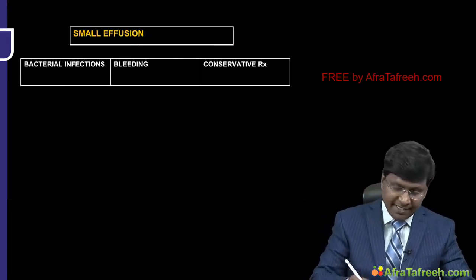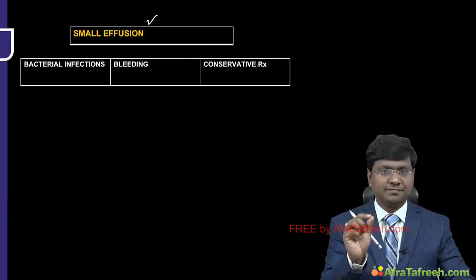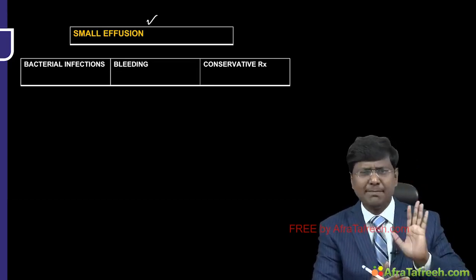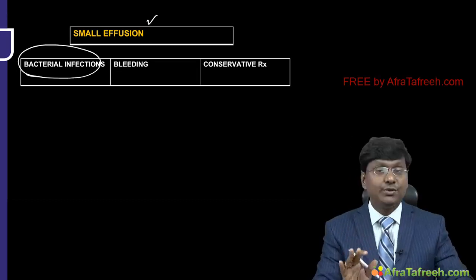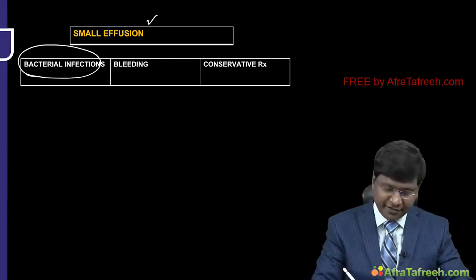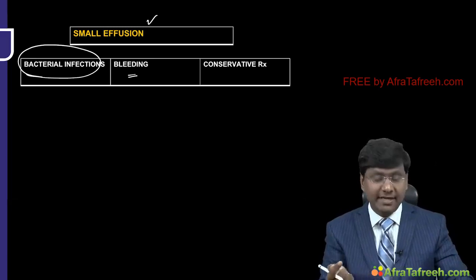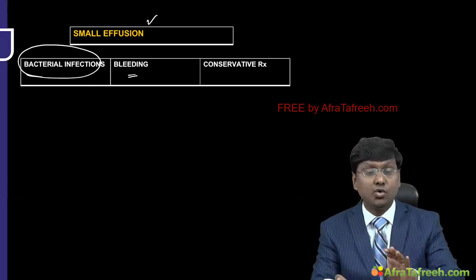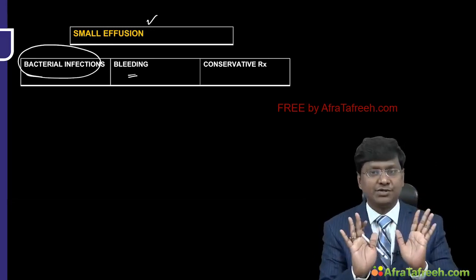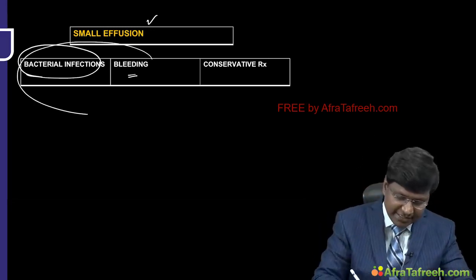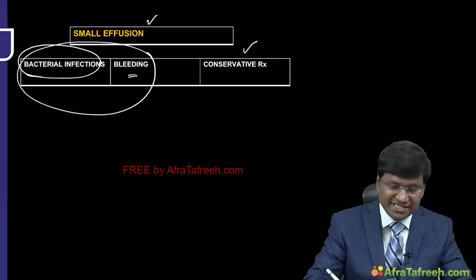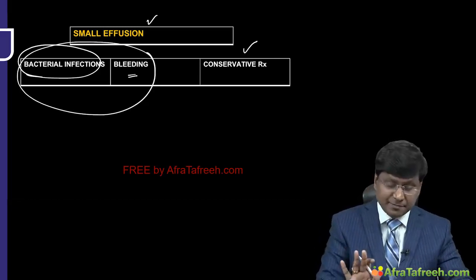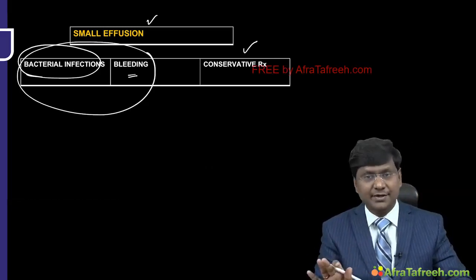Okay, now if there is a small effusion, right, what all can we suspect? Multiple etiologies are there. You can suspect possible bacterial infection, or there could be bleeding into the pericardial sac, whose effusions are small effusions. Now, in these scenarios, when there is a small effusion, you just require only conservative treatment and careful monitoring, right? These patients don't require pericardiocentesis.